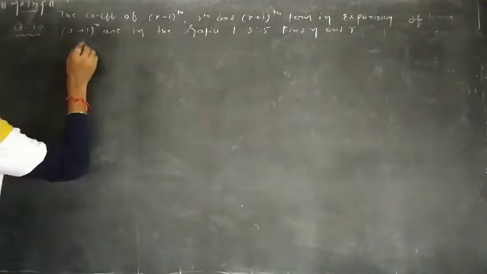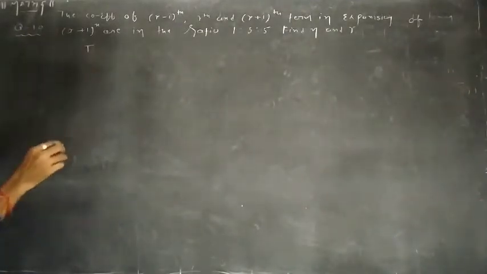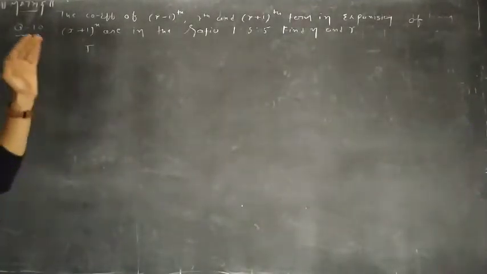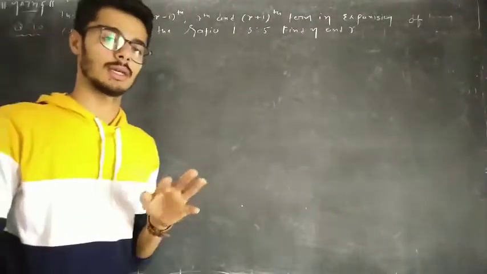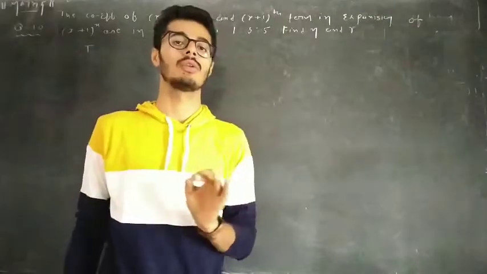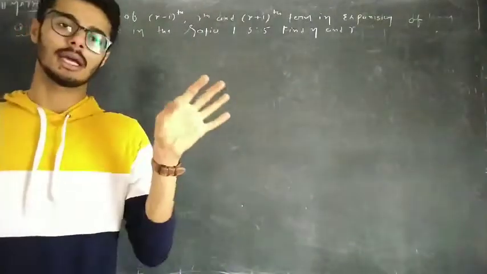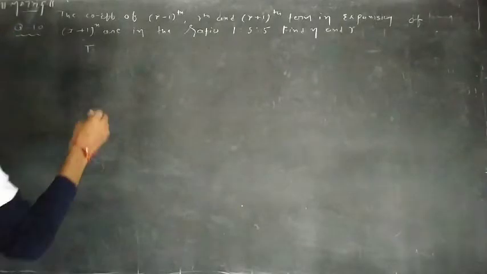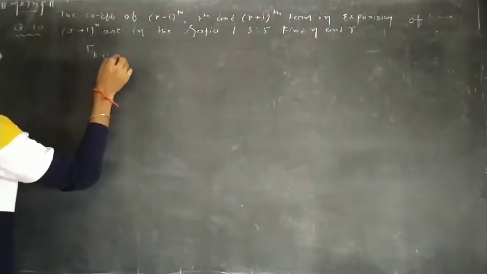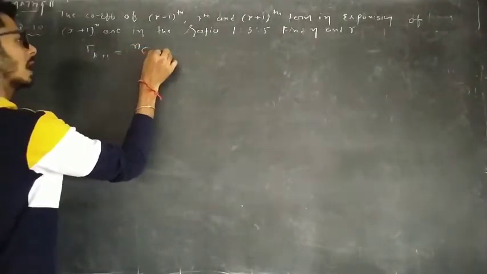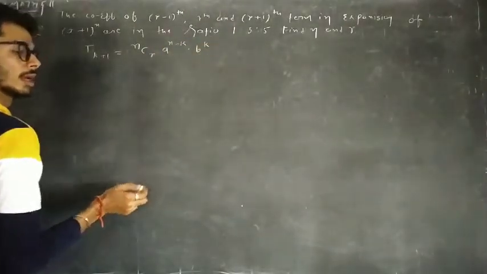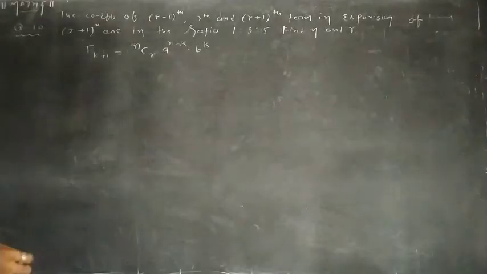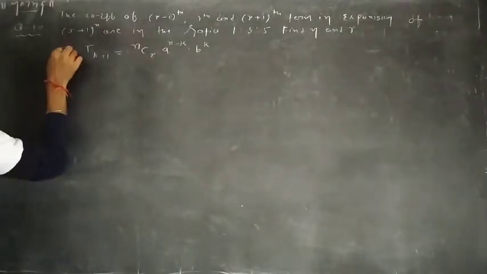So in our general equation we have to replace r by another alphabet. The general term of this binomial expansion is T(r plus 1) = nCr a raised to n minus r b raised to r. Over here we replace the r by k or any alphabet. So let us take T(k plus 1) = nCk a raised to n minus k into b raised to k. This is the general term of our binomial expansion.